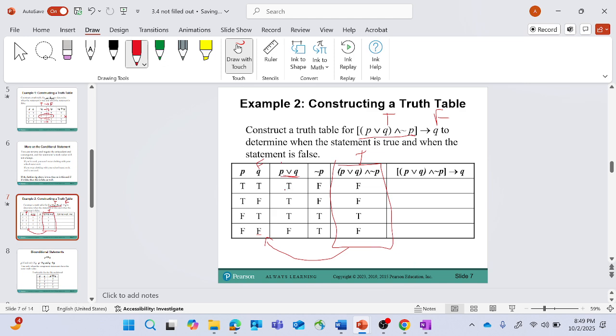So here I have false implying a true. That's okay, right? So that's why this one is true. The second column, it's a false implying a false. That's also okay, right? Now I have a true implying a true. That's still okay, right? So that's why this one's going to be T. And then I have a false implying a false. That's also okay. So it's a true statement. Make sense? Any other questions, guys? All right, let's keep going.